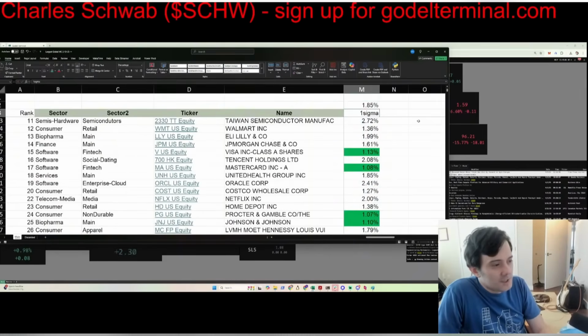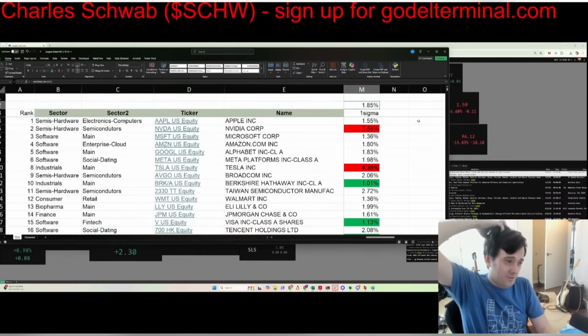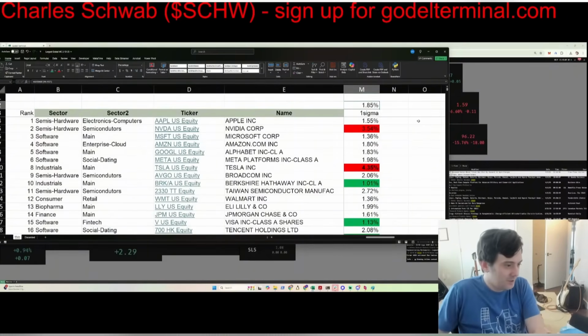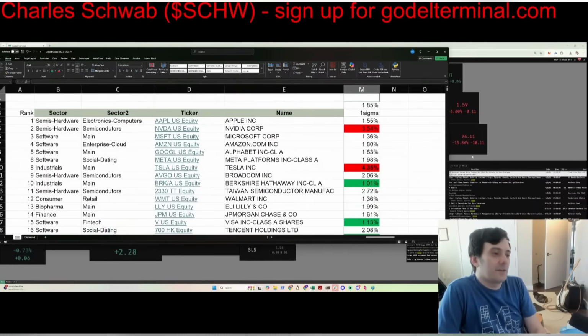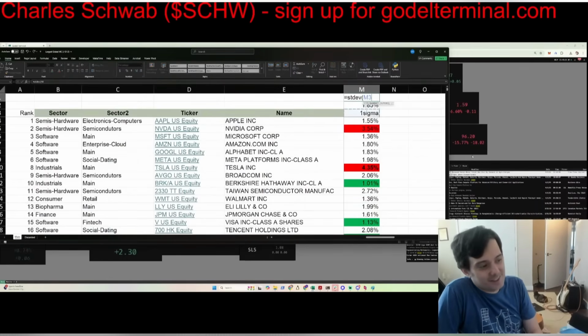The average 1 sigma move is 1.8. That makes NVIDIA a big outlier. That's 2 sigma. Tesla almost 3 sigma. Taiwan Semi also an outlier here. What's the standard deviation of these standard deviations?